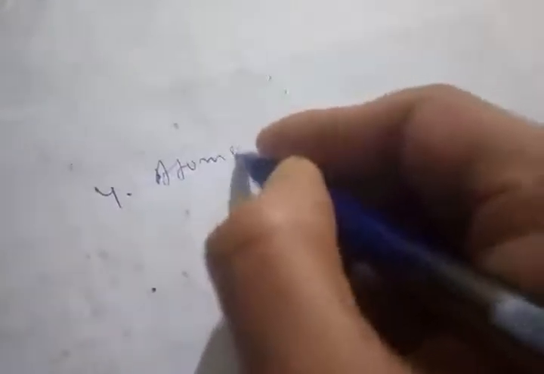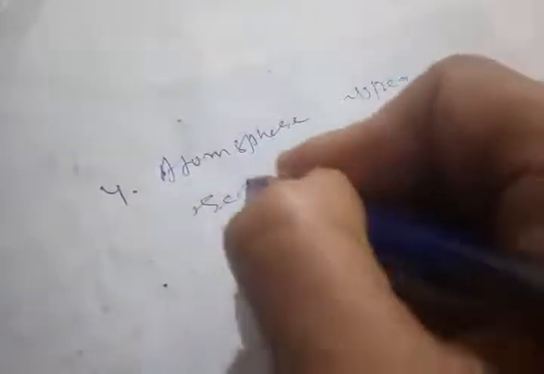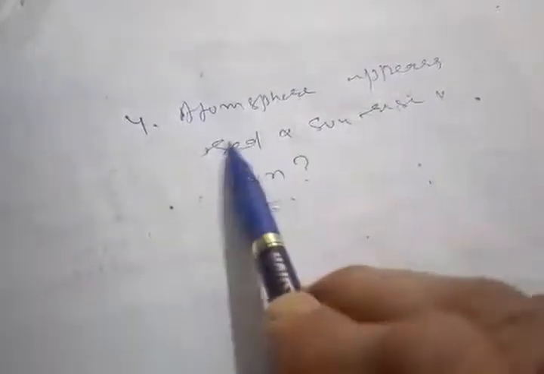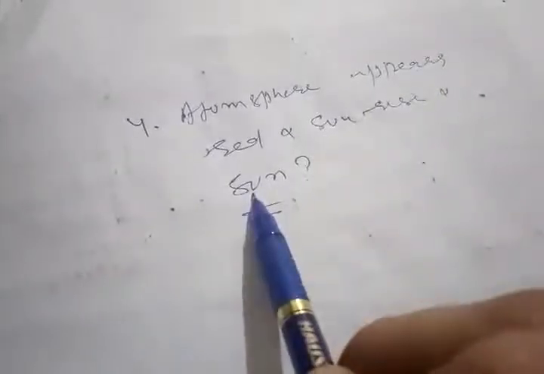One more concept is there, students. Why does the atmosphere appear red at sunrise and sunset? The answer is very simple, students. Earth's atmosphere appears red when the sun rises, and it also appears red when the sun sets.